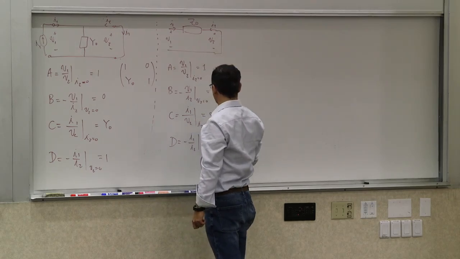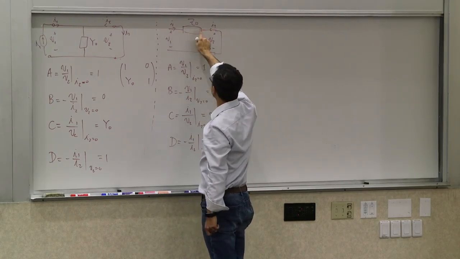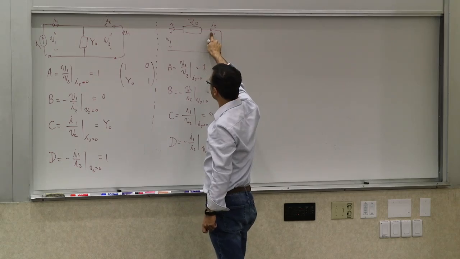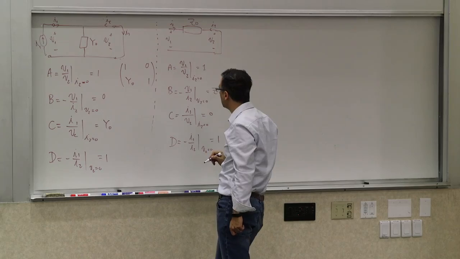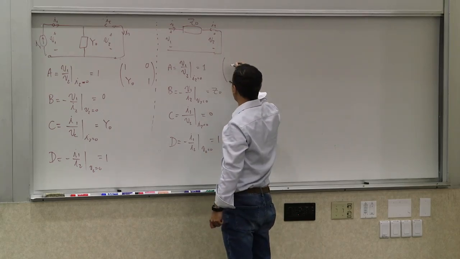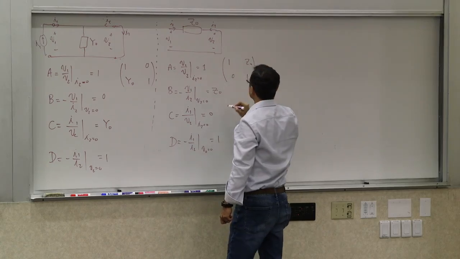And then D, which would be negative I1 over I2 when V2 is 0, basically means that V2 is 0, so we short circuit the other side, we apply current here, and these two currents will be the same with a change in polarity. So I2 will be negative I1, and there's a minus sign here, so it becomes 1. So this produces an ABCD matrix that's 1, Z naught, 0, and 1.